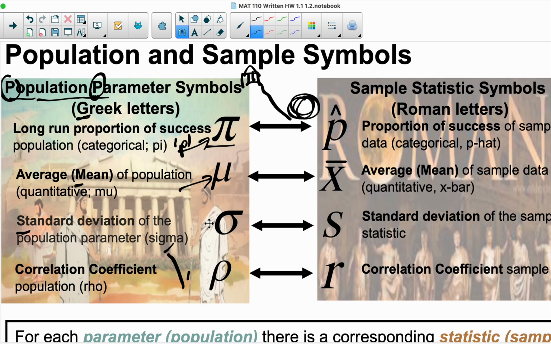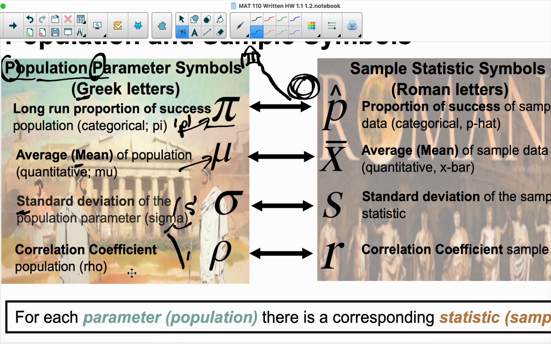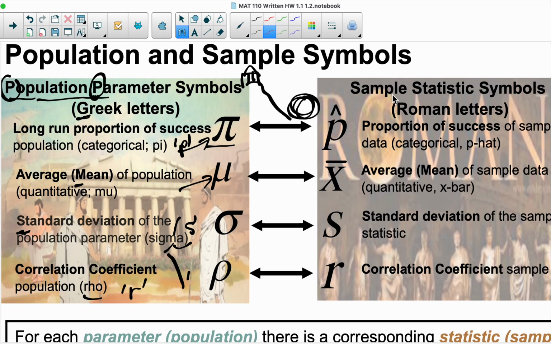The Greek letter for S is sigma, for the standard deviation. And we'll cover this symbol later, but the correlation coefficient, rho, that's the Greek letter for R. So if we're talking about the sample, when we take a sample, instead of saying pi, we say p hat, okay? Proportion of success, all right? We call that p hat, that's categorical data.